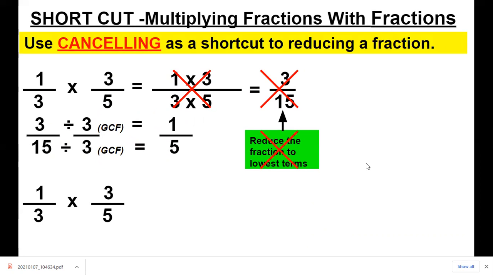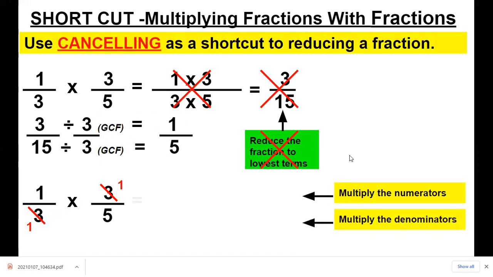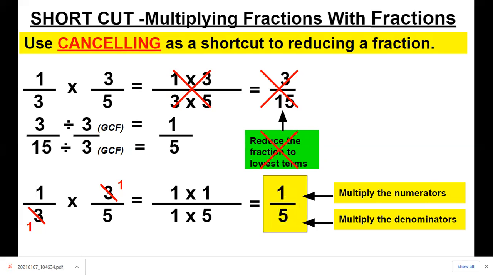Because 3 divided by 3 is 1. So I'm going to cross off my 3's and write a 1 by each 3 because 3 divided by itself is 1. Now I just multiply across the top and across the bottom. So instead of 1 times 3 on top, I have 1 times 1 on top. And instead of 3 times 5 on the bottom, I have 1 times 5 on the bottom. And then I multiply. 1 times 1 is 1, and 1 times 5 is 5. Here's my answer. Notice it's the same as when we did it the first method. So canceling is a great way to reduce your steps.